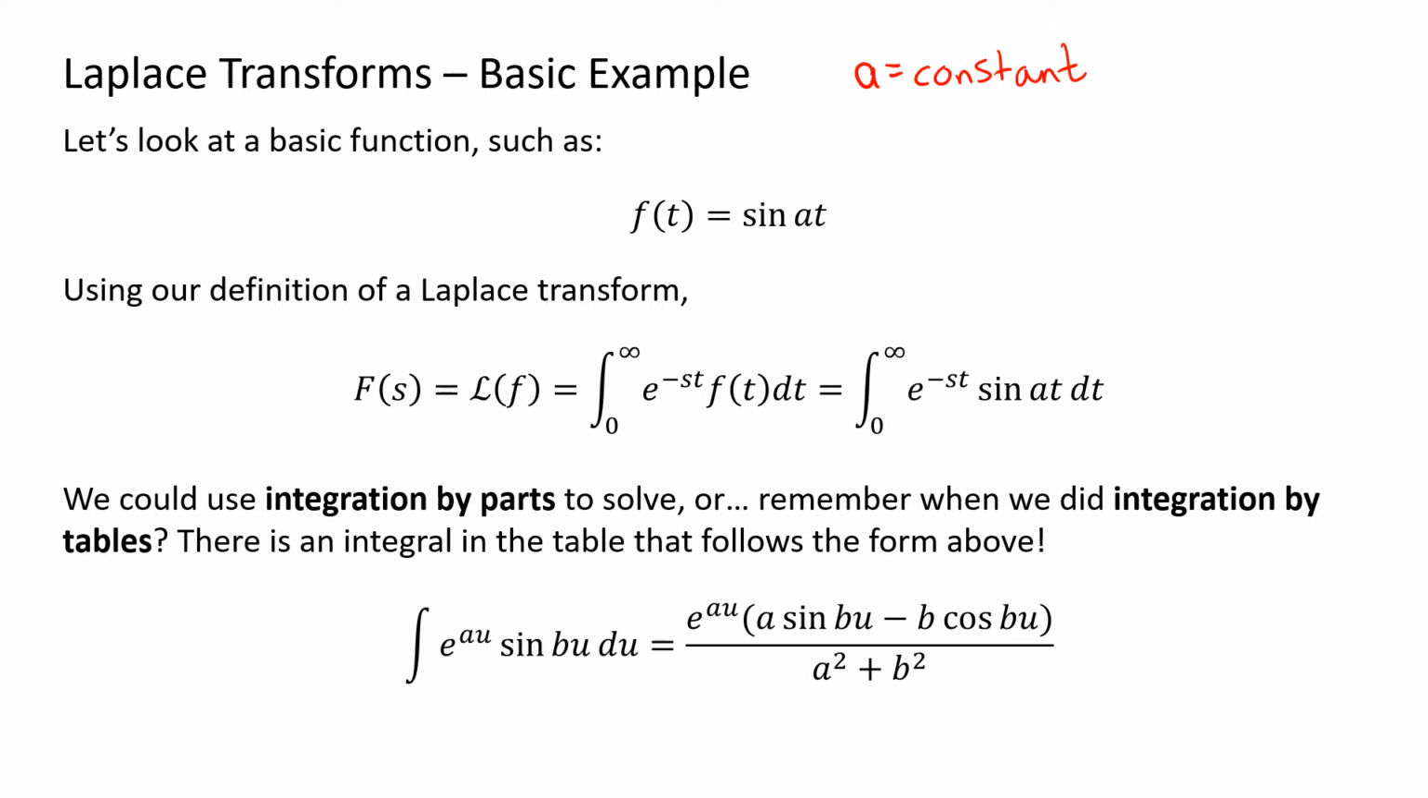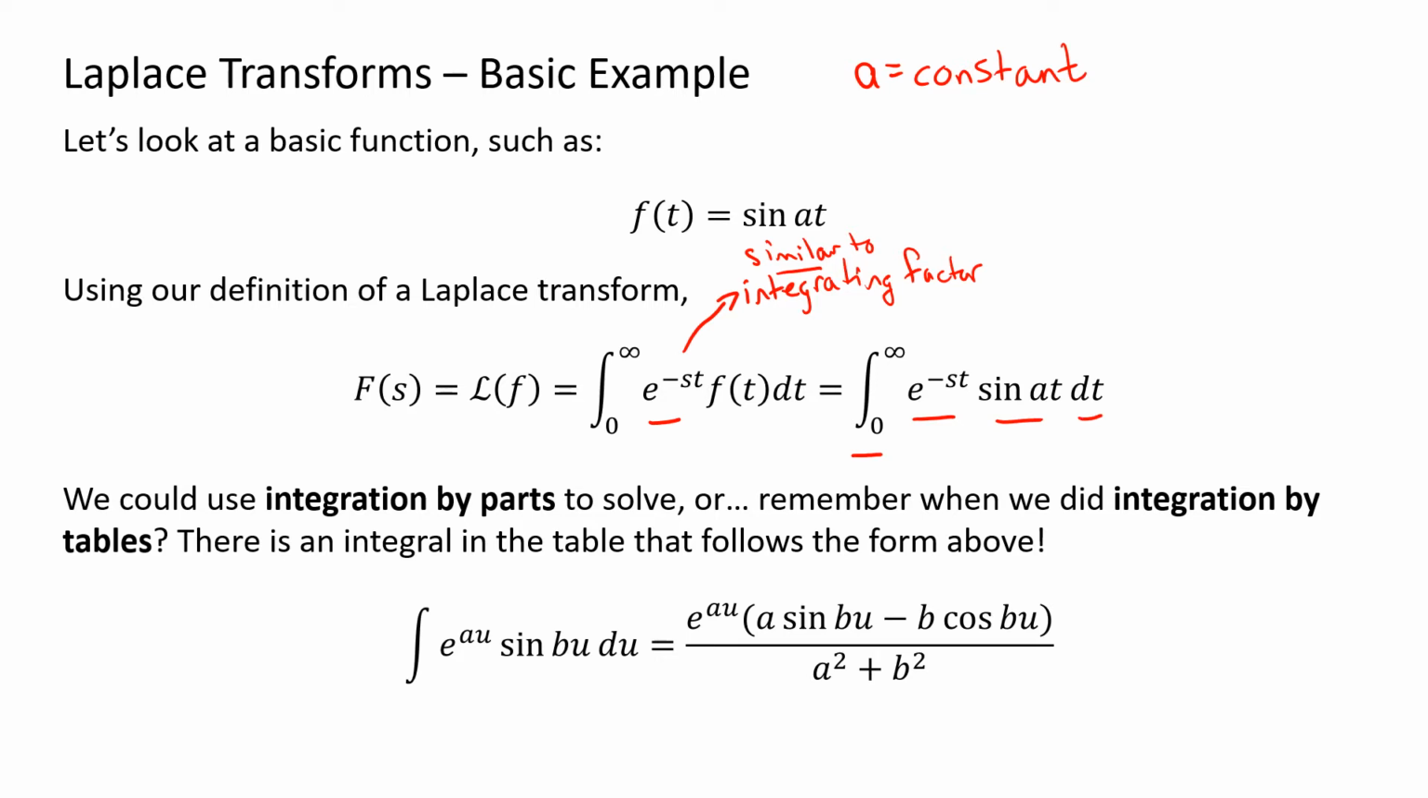If we use our definition of a Laplace transform, we have the integral from 0 to infinity. Remember, e to the exponent negative st. You can think of this as similar to the integrating factor that we had when we did differential equations. Similar to, not the same, okay? Times our function that we started with, f at t. So if we substitute that in, we get the integral from 0 to infinity of e to the exponent negative st times sine of at dt.